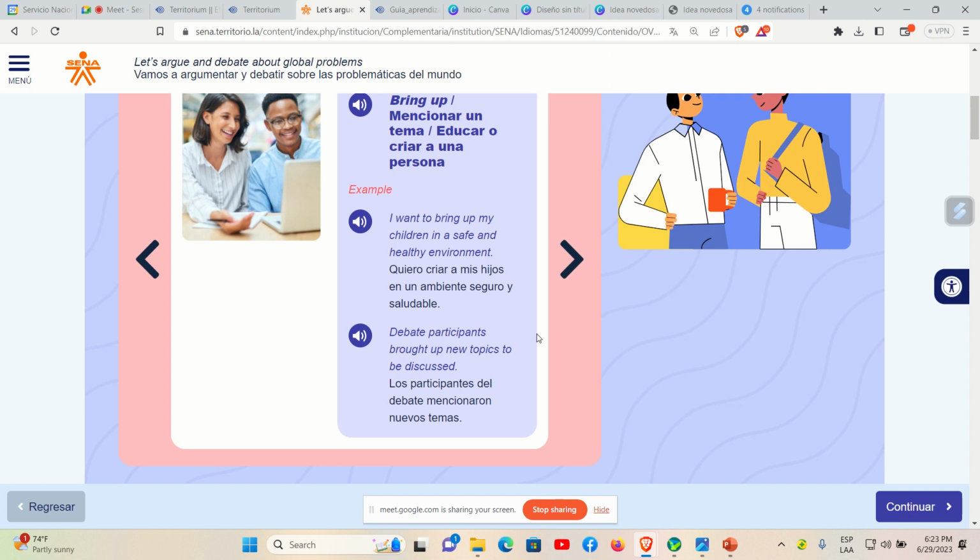Example, debate participants brought up new topics to be discussed. Los participantes del debate mencionaron nuevos temas. Entonces, los phrasal verbs también obviamente pueden ir en presente o pueden ir en pasado. El pasado se lo da obviamente el verbo principal. Recuerde que, por ejemplo, en este caso, bring es el verbo y up es la preposición. Entonces, este phrasal verb está compuesto por el verbo y una preposición.